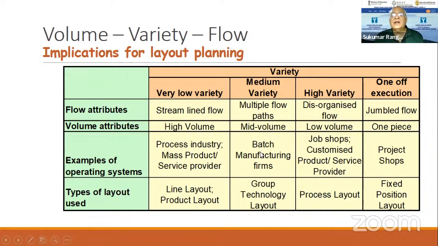In medium variety, we use what are called batch manufacturing machines. That is, let us say there are 10 different varieties to be produced on a given day. You schedule the process in such a way that for the first 1 hour, 1.5 hours, you produce one variety, the next half an hour you produce this, and the next 40 minutes you produce this, that kind of thing. So they are batch productions.